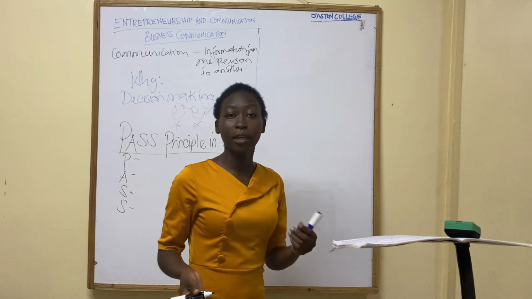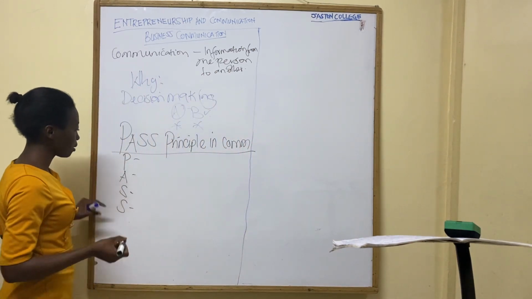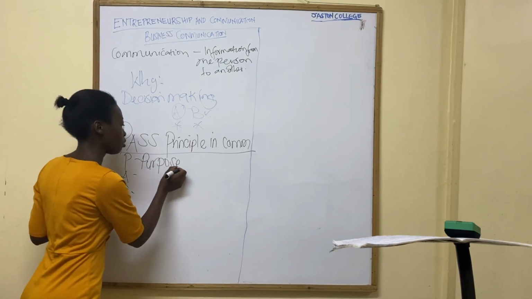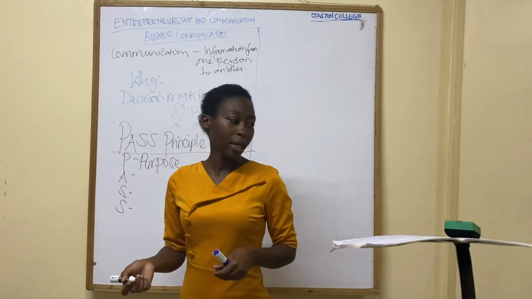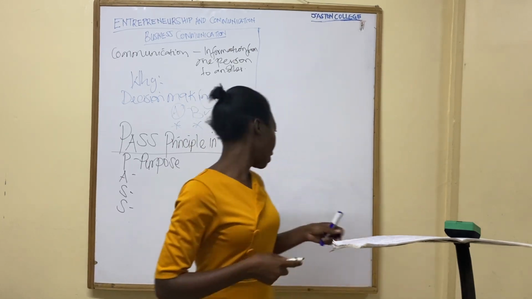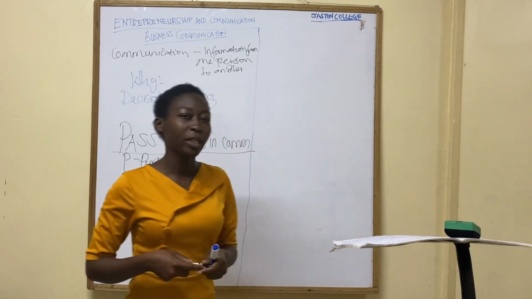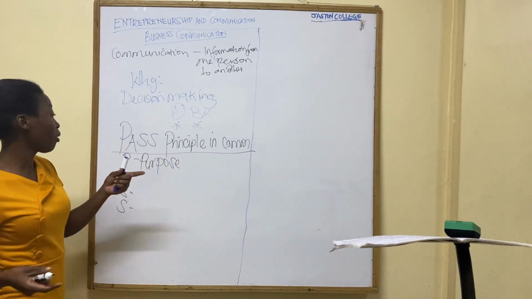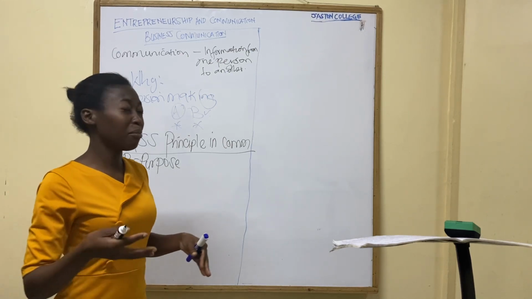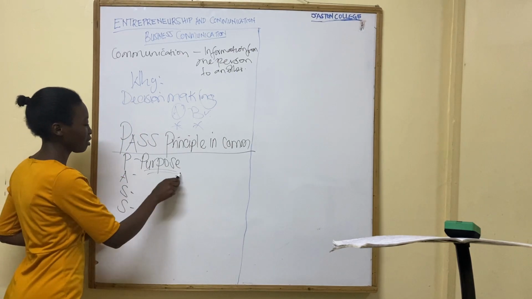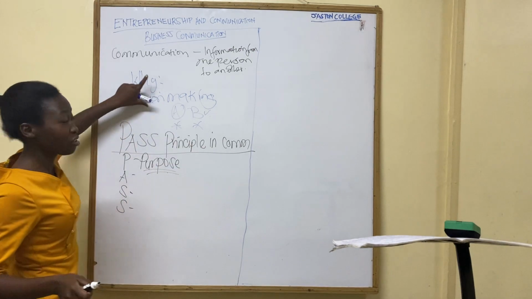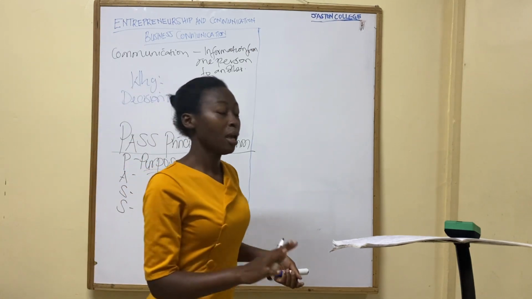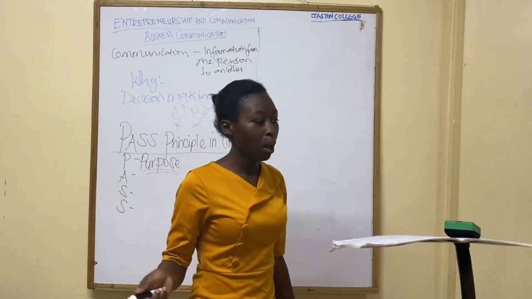The PAST, the P on the PAST means purpose. So the P means purpose, and that means it's the reason for communicating. So we always have a reason why we should communicate in business. So we have a purpose. That P stands for purpose, and the main reasons that we've given here are the purposes of communicating in business. So the P stands for purpose.